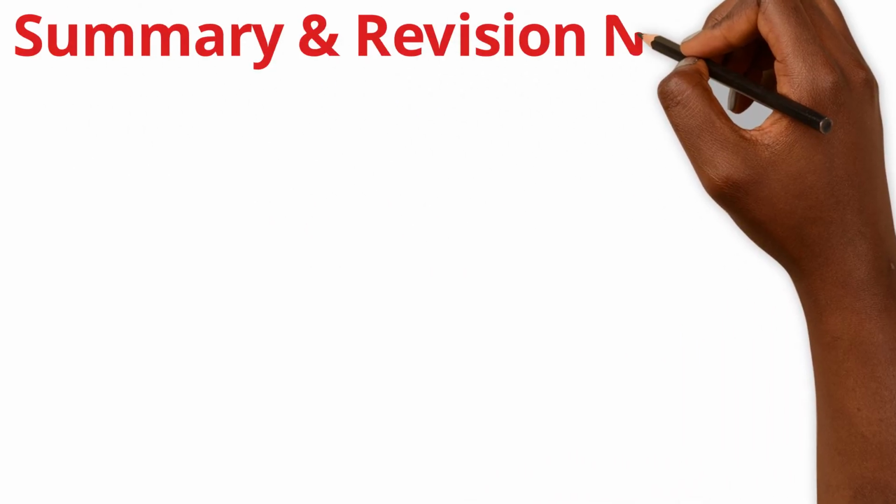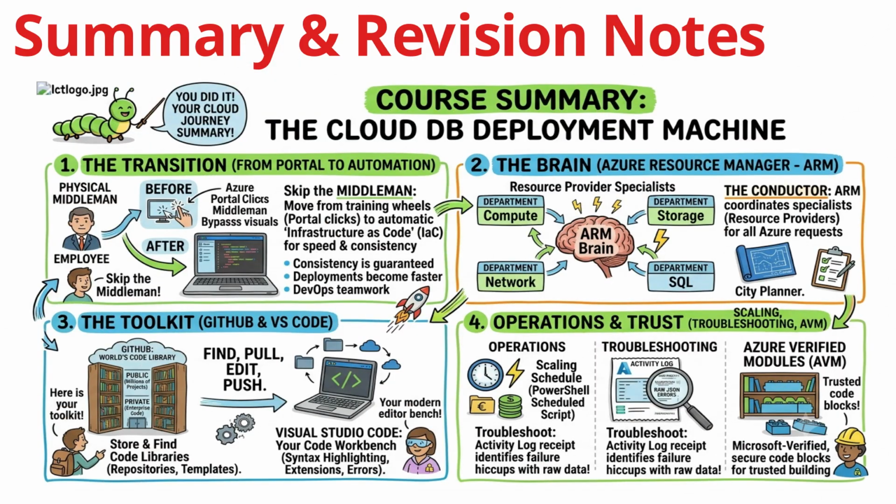We began our journey by moving beyond the Azure portal, realizing it was just a visual middleman. We embraced infrastructure as code to bypass manual clicks and guarantee perfect consistency for our deployments. We learned that the Azure Resource Manager acted as the central brain of the operation, coordinating specialized resource providers to build our cloud services. To write and manage this code, we put away our physical tools and adopted GitHub as our cloud library and Visual Studio Code as our modern workbench. Finally, we mastered the cloud's languages, scheduled our own custom autoscaling, troubleshot silent deployments using activity logs, and secured our infrastructure by relying on fully tested Azure Verified Modules.